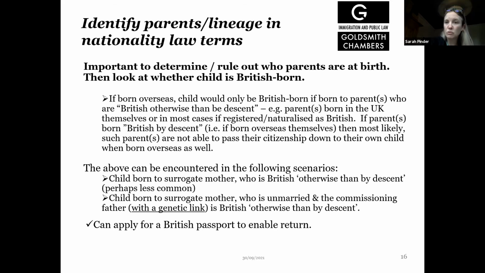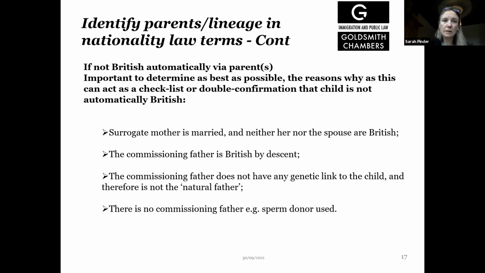So in that sense, you've got a fairly straightforward scenario, and you could be applying for the British passport where you are, so in the country where the child was born, in order to come back fairly speedily. So if I can have the next slide, please.